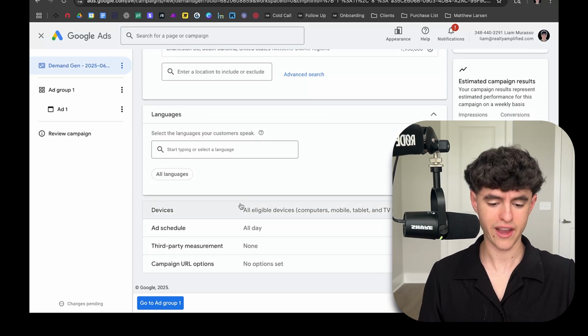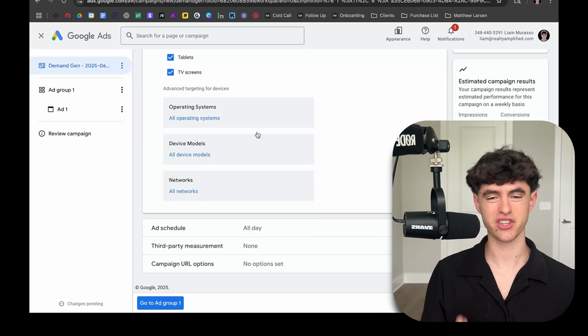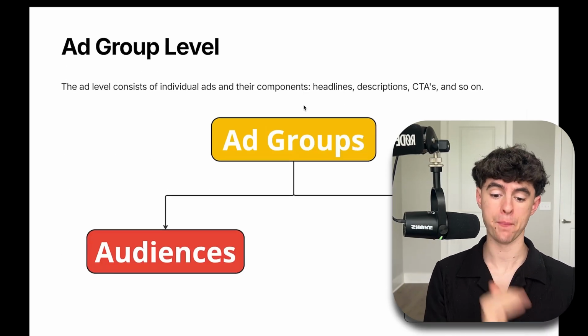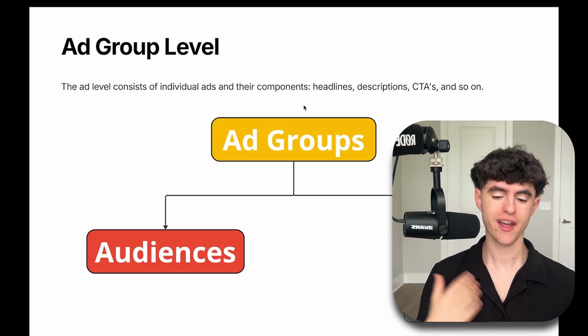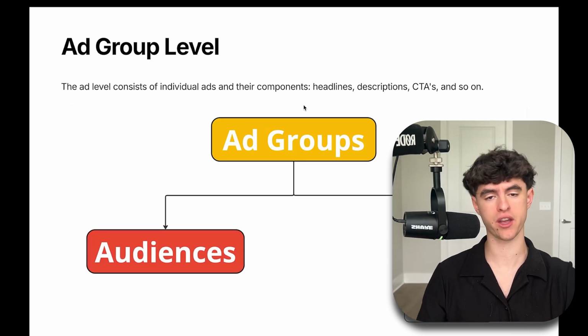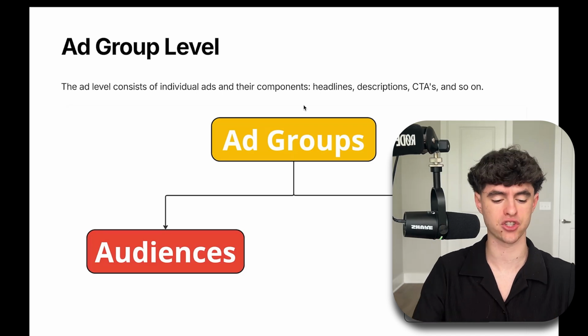You can include languages, device targeting, and all that kind of stuff. This is what's gonna be on the highest level for your campaign level. So next you're gonna have the ad group level, and at the bottom of the structure, the ad level consists of all of your individual ads that you're gonna be posting and all of their components: their headlines, their descriptions, the call to actions, and so on.